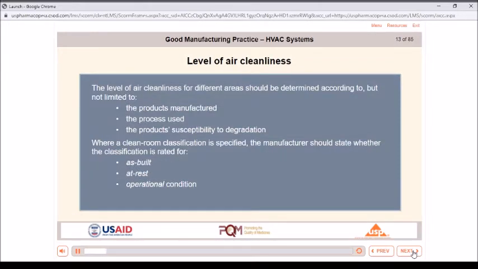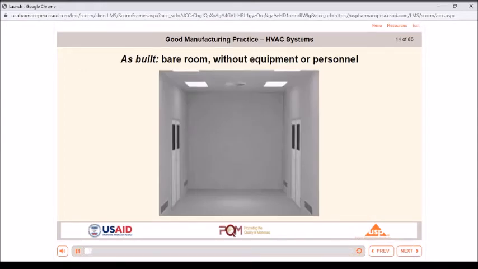Level of air cleanliness. The level of air cleanliness for different areas should be determined according to, but not limited to, the products manufactured, the process used, and the product's susceptibility to degradation. Where a clean room classification is specified, the manufacturer should state whether the classification is rated for as built, at rest, or operational condition.